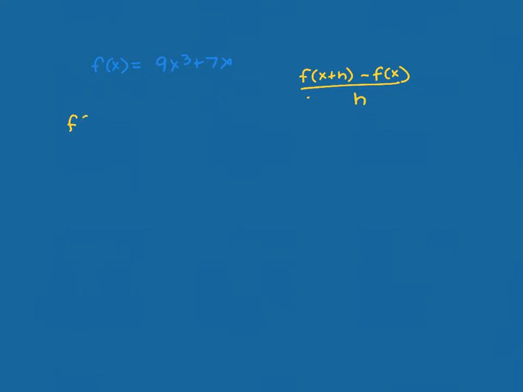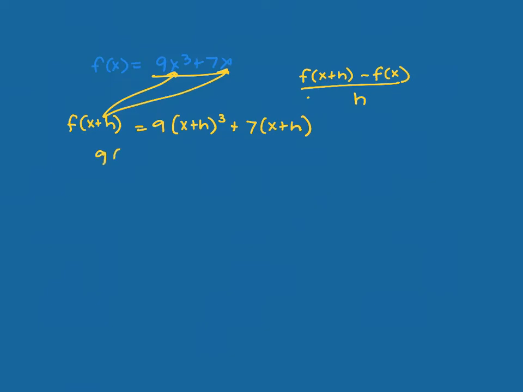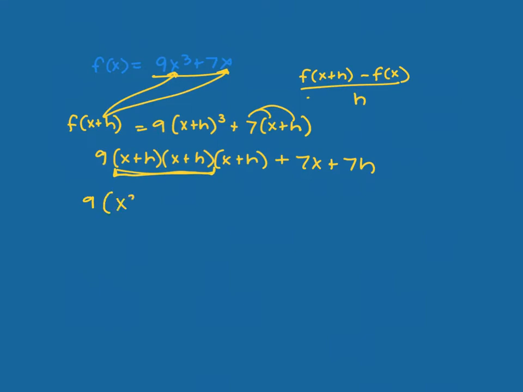So the first thing I'm going to do is find f of x plus h using this f of x. So my x plus h is going into both of the x's. I get 9 times (x plus h) to the third plus 7 times (x plus h). I get 9(x plus h)(x plus h)(x plus h) plus, I can distribute this out now, 7x plus 7h. So we did this yesterday. We did x plus h times x plus h. So I know that it is x squared plus 2xh plus h squared. But if you don't remember that, just FOIL it back out again.